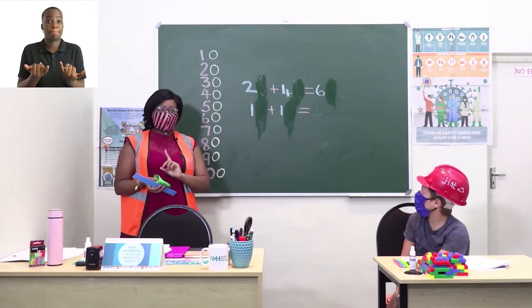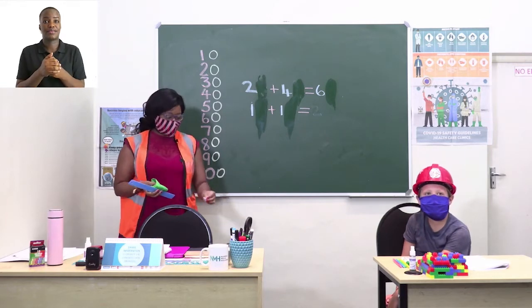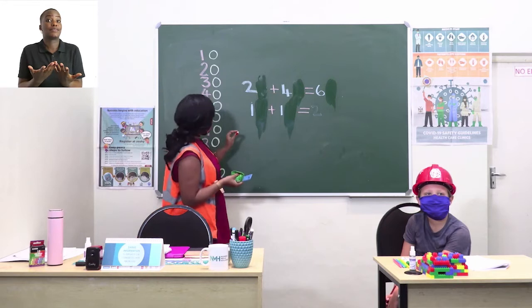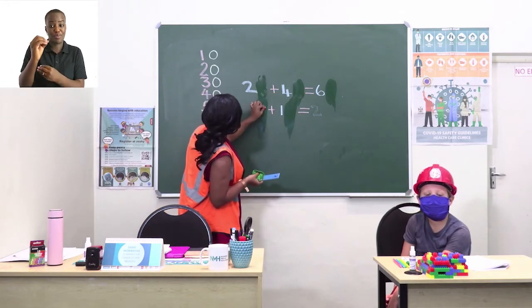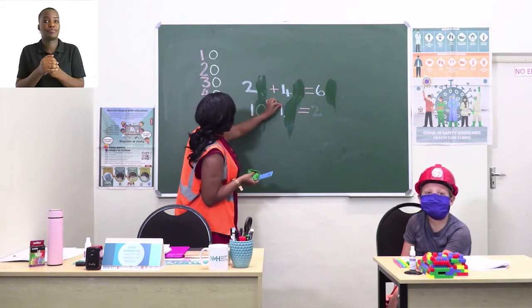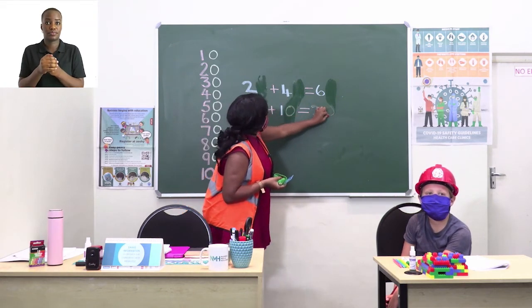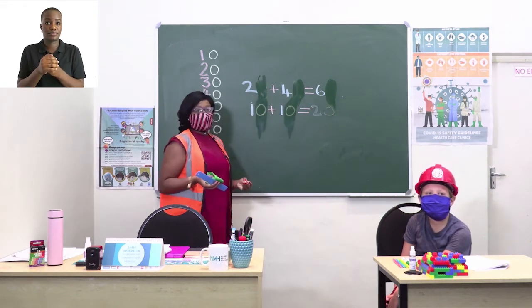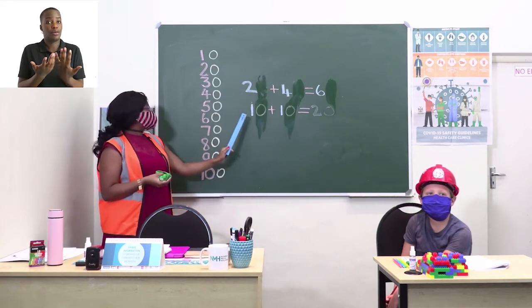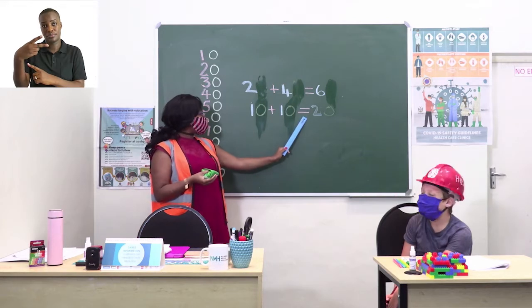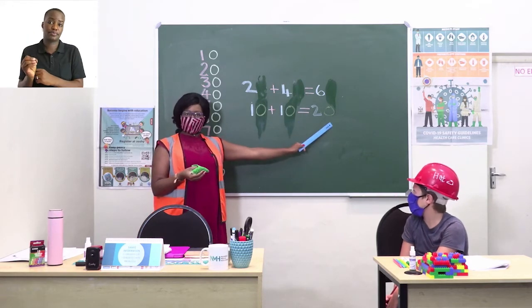Now you are able to do the decade sum. You are going to just add a 0 to your answer. So we have our zeros here. And now our sum will read 10 plus 10 equals 20.